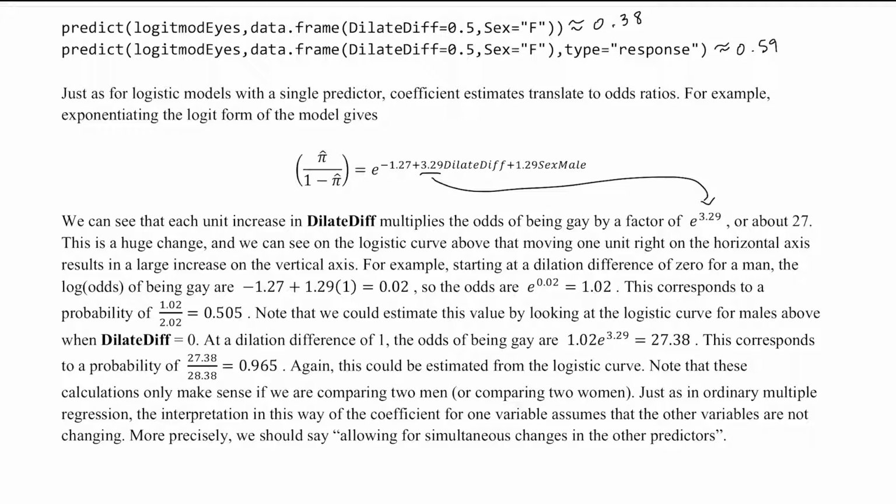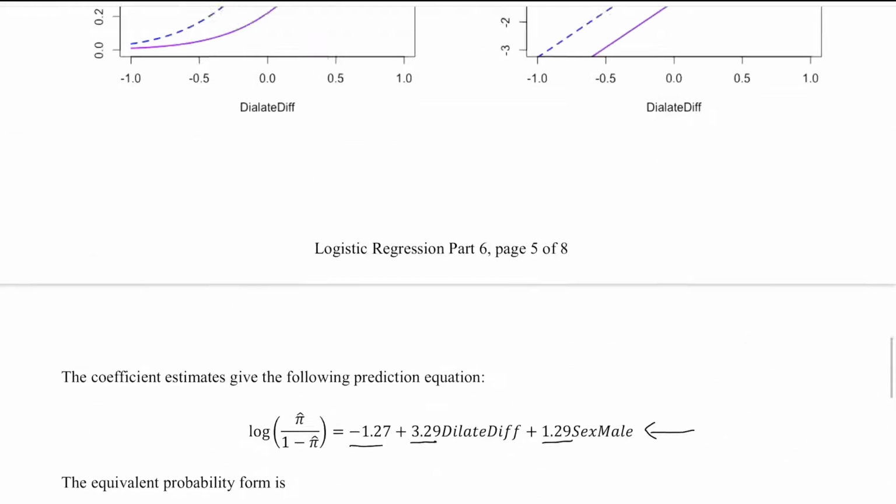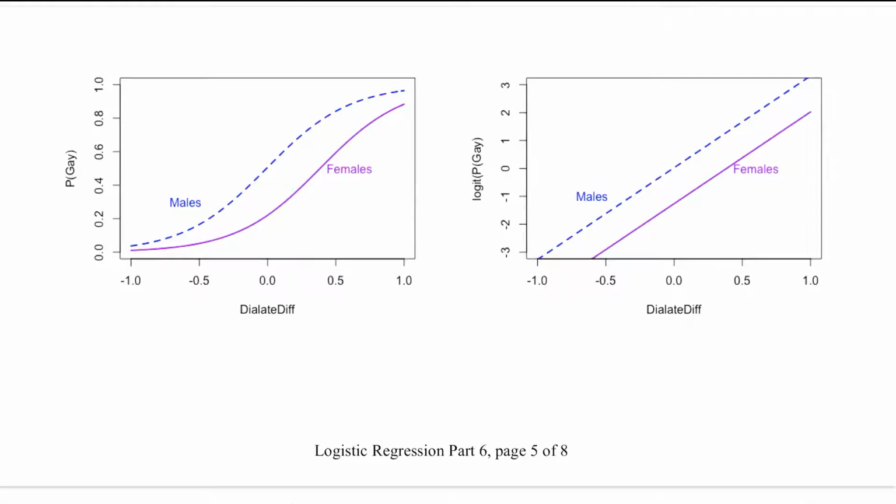And then how we can interpret coefficients. So I use the dilate difference value of 3.29 here. Basically, it says if we increase the dilate difference value by 1 unit, which we were not told what the units were on that. I could make a guess, but we weren't officially told. But anyway, if we have a 1 unit increase in the dilate difference, then we're going to multiply our odds of being gay by a factor of about 27, which is big.